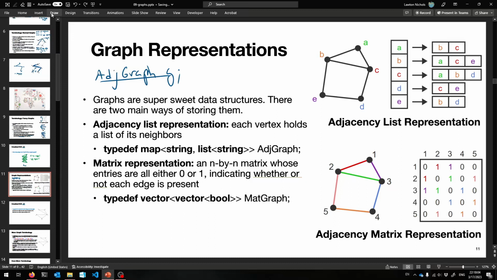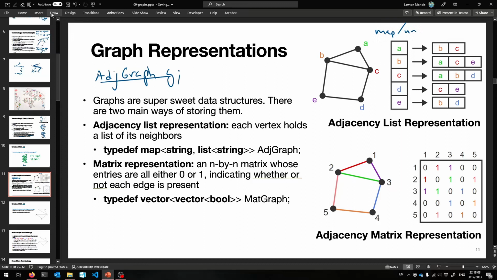So you can use either a map or an unordered map in C++. The keys are the names of your vertices, and the values are all the things adjacent to it, in some form. Could be a list, could be a set, who cares? Some way of talking about all the things that it's adjacent to.